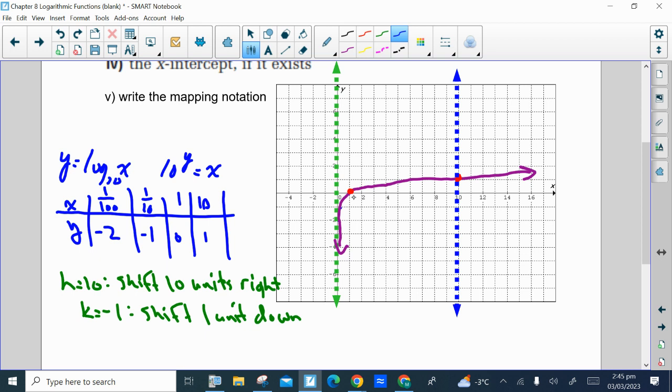So the x-intercept was at 1, 0. That'll go 10 to the right to 11, 0, and then 1 down. The point 10, 1 will go 10 to the right to 20, approximately right there, and then 1 unit down. So again, that will actually be the new x-intercept. Right, the point 10, 1 went 10 to the right to 20, 1, and then 1 down to 20, 0. That is the new x-intercept.